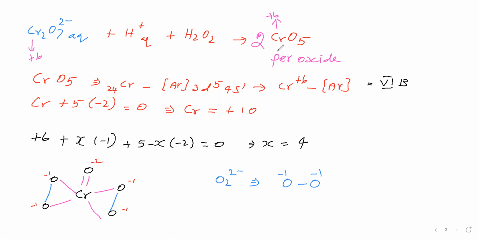Here how many peroxy linkages are there? In one CrO5, 2 peroxy linkages are there. In 2 CrO5, 4 peroxy linkages will be there. Therefore 4 times hydrogen peroxide we will take.